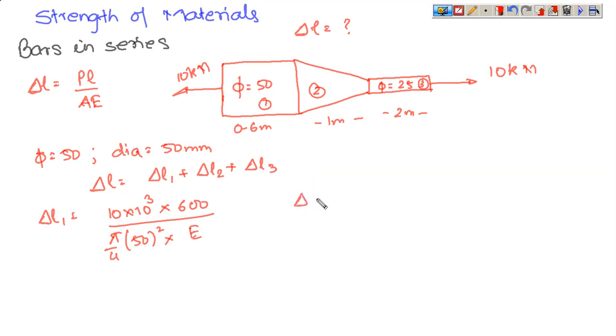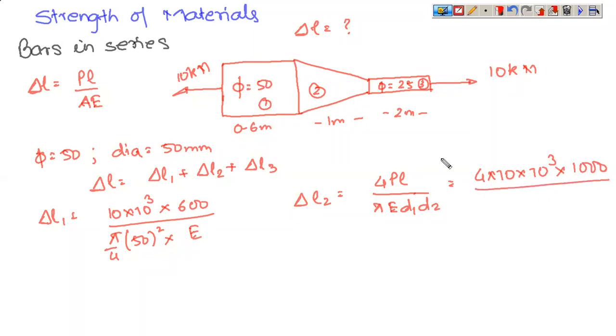If I write down delta L2, it is given by 4PL by pi E d1 d2. This we have derived in the previous lecture. So this is 4 into 10 into 10 to the power 3 divided by, length is 1 meter, so this is 1000, divided by pi into E, which will be given to you, and the dimensions D1 and D2. D1 and D2 means the element starts at 50 diameter and finishes at 25 diameter. So you have both the dimensions of the tapered bar.